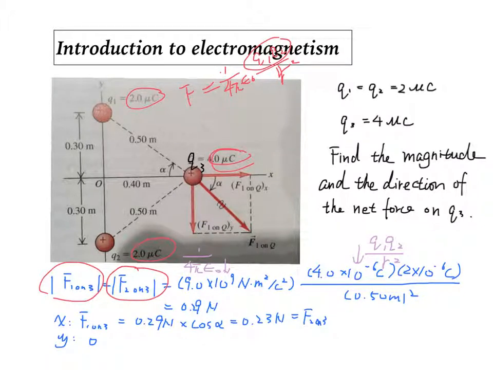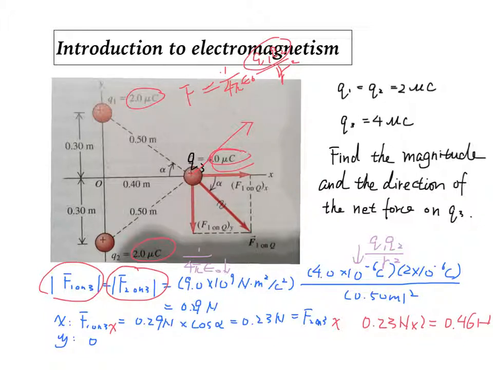Now we need to consider this problem in two dimensions. In the x direction, we have two equal force components. In the x direction, F1 on 3 equals 0.29 times cosine alpha, which equals 0.23 Newton, and that's also equal to F2 on 3 in the x direction. So the net force in the x direction equals 0.23 Newton times 2, which equals 0.46 Newton.